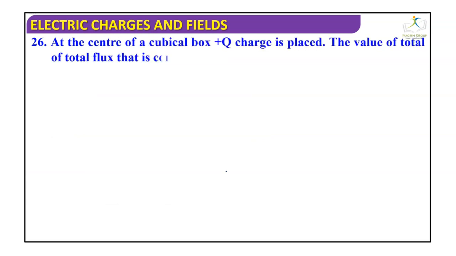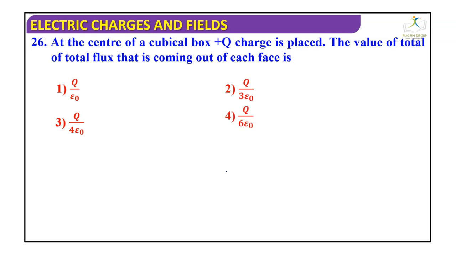At the center of the cubical box, a positive charge Q is placed. The value of the total flux coming out of each surface is. I hope you marked the correct option. Let us see the solution. Flux is equal to Q by A, we know, and the value of A for the cubical box is taken as 4 pi r square. Now we just put this value and get the result, which is Q by 6 epsilon naught.